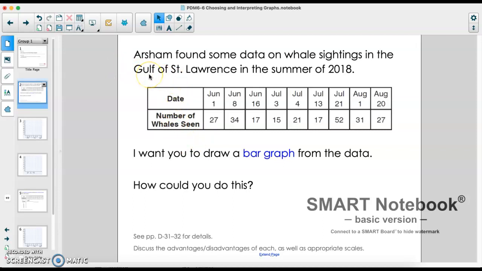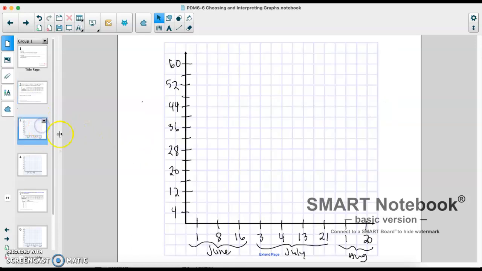So it says that Arsham found some data on whale sightings in the Gulf of St. Lawrence in the summer of 2018. And here is our data set. Notice that the number of whales seen on a given day is listed here. The instruction says to draw a bar graph for the data. So I was thinking about how to do this. There's probably a couple different ways that we can do this.